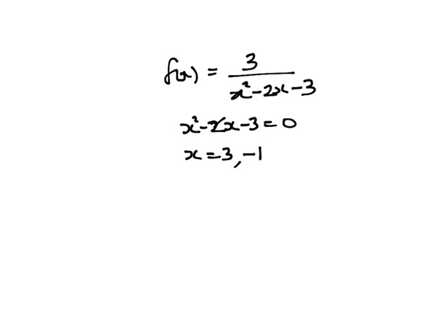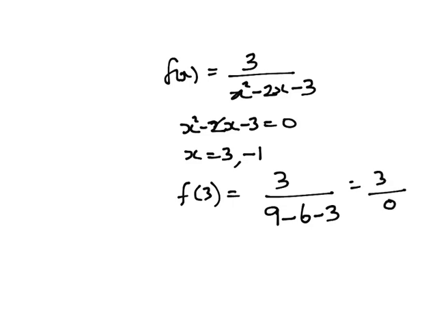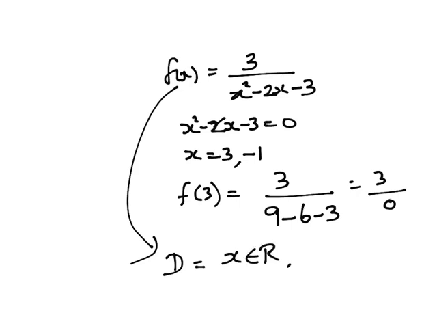So what does it mean? When I substitute x as 3, the denominator will become 0, or when I substitute x as minus 1, the denominator will become 0. So let me cross check. F of 3 is 3 upon 9 minus 6 minus 3, which is nothing but 3 by 0. So again you can see that 3 by 0 is an unreal number. So for this function the domain is all real numbers, x belongs to R, but x cannot take the values 3 or minus 1.